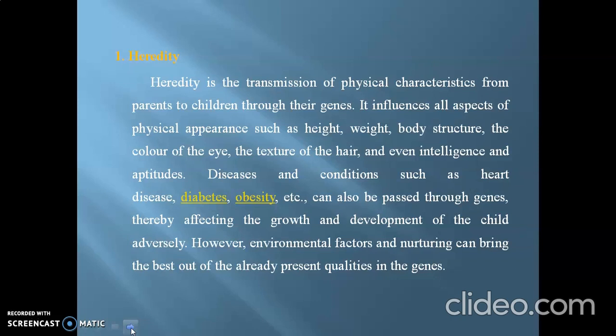Diseases and conditions such as heart disease, diabetes, obesity, etc. can also be passed through genes, thereby affecting the growth and development of the child adversely. However, environmental factors and nutrition can bring the best out of the already present qualities in the genes.